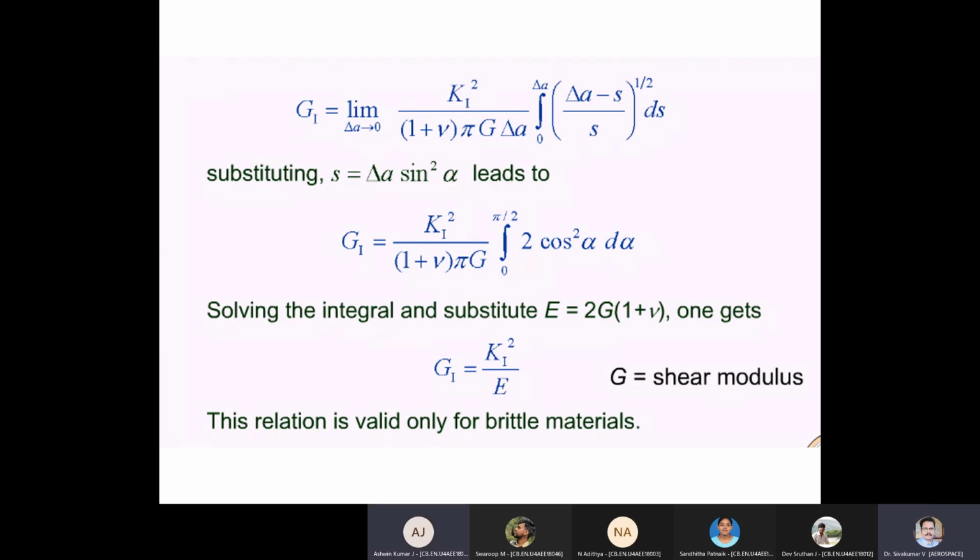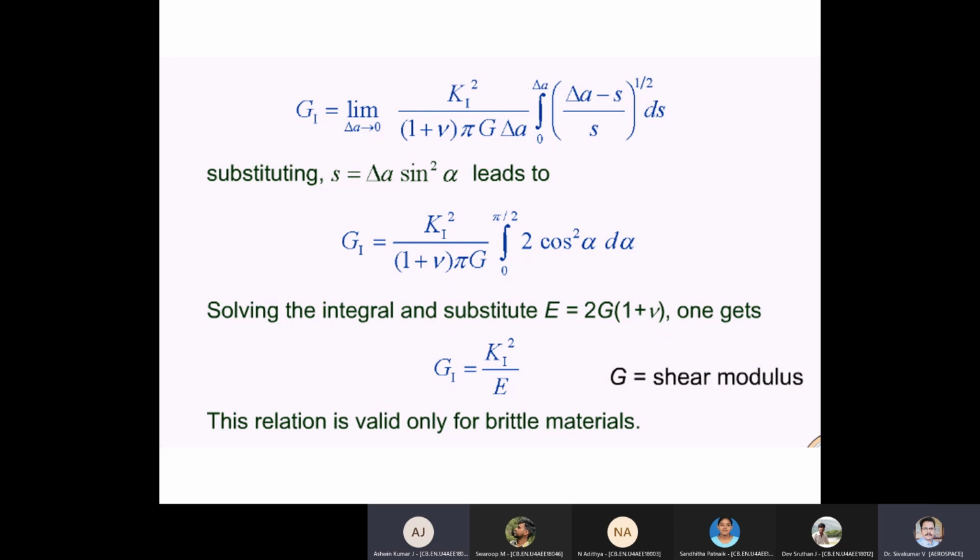Sir, this method is used only for brittle materials because when we are applying force, the crack closes, that is healing. So what will happen if the same is performed on ductile materials, sir? Basically, this relation works for brittle material.